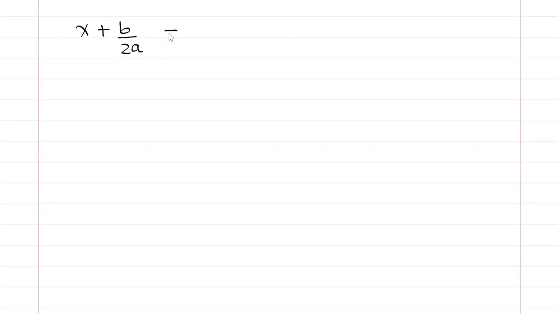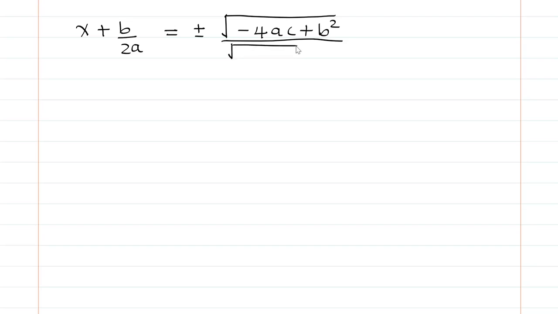So equals, remember when we take the square root of any number, we get plus or minus. And then we can distribute the root since it is a fraction. So this is the same as the root of negative 4ac plus b squared over, we had 4a squared, so over, again, the root of 4a squared. Yes, I have distributed the root on the numerator and the denominator.